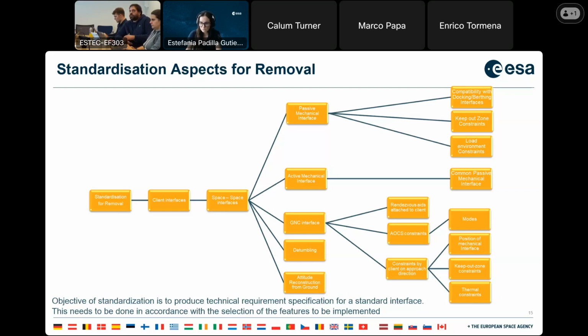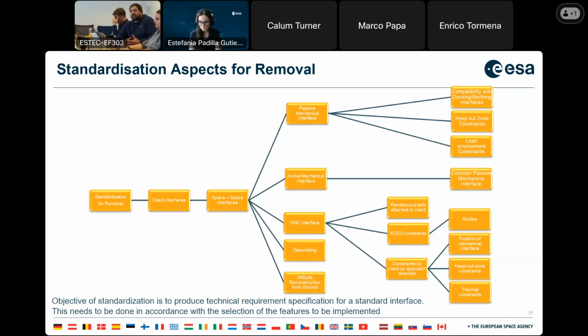This will lead also to keep out zone constraints. It's an aspect that is in common also with the GNC interface. But what is important to highlight is also the compatibility with docking and berthing interfaces. As you say, with the general IOS interfaces. For sure, this is a very important aspect that needs to be taken into account when talking about removal, because removal can be considered as part of the more general IOS world.